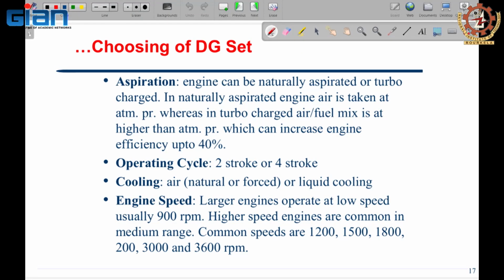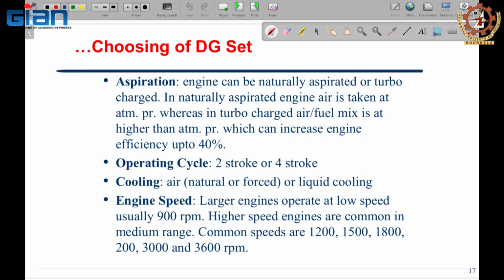So if the generator is small, it can be naturally cooled, but if the generator is bigger in size, it could be forced cooling. It could be forced air cooling based on fans, or it could be liquid cooling. So you need an appropriate mechanism for the cooling. What will be the speed of the engine?